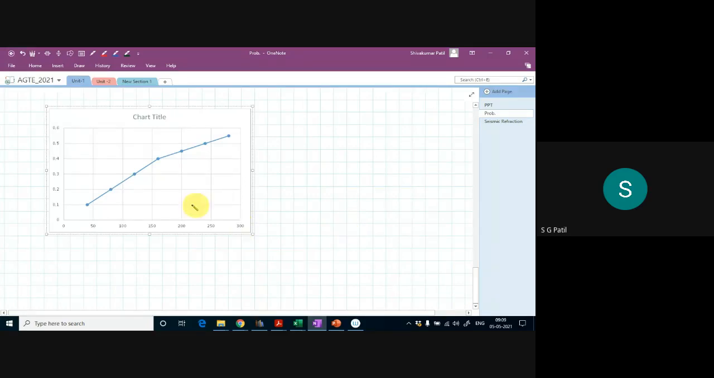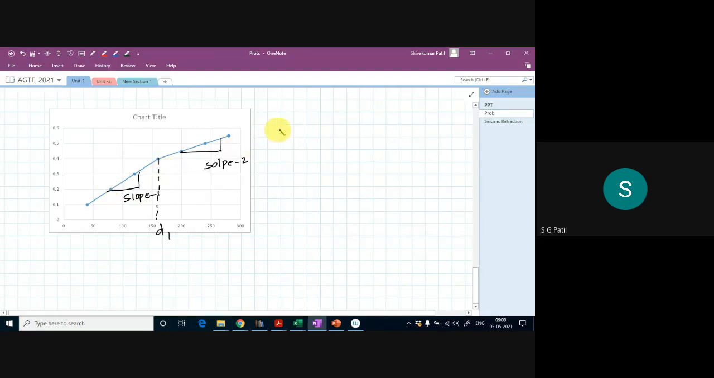So this was my slope of first line, and this is my slope of second line. Okay, and this is my meeting point. This will be my D1.